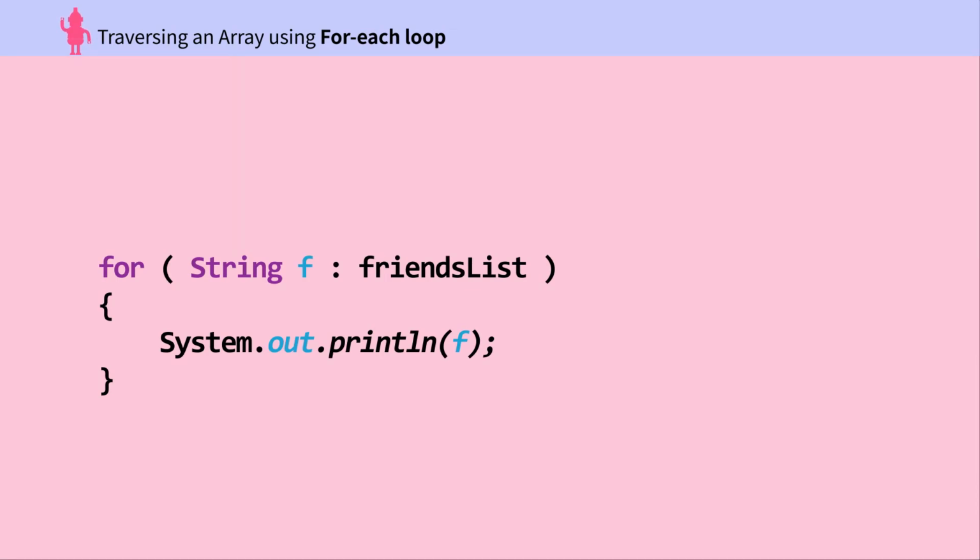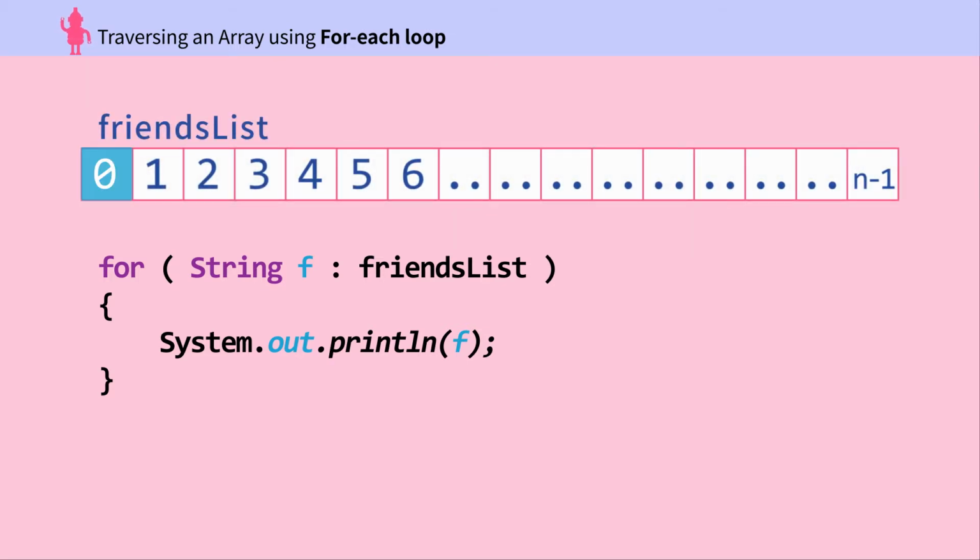Traversing an array is such a common task that there is actually a special loop created just for that. It's the forEach loop, also known as enhanced for loop. ForEach loop takes one element at a time, temporarily assigns the element value to a variable, in this case String f, and executes the loop statement.